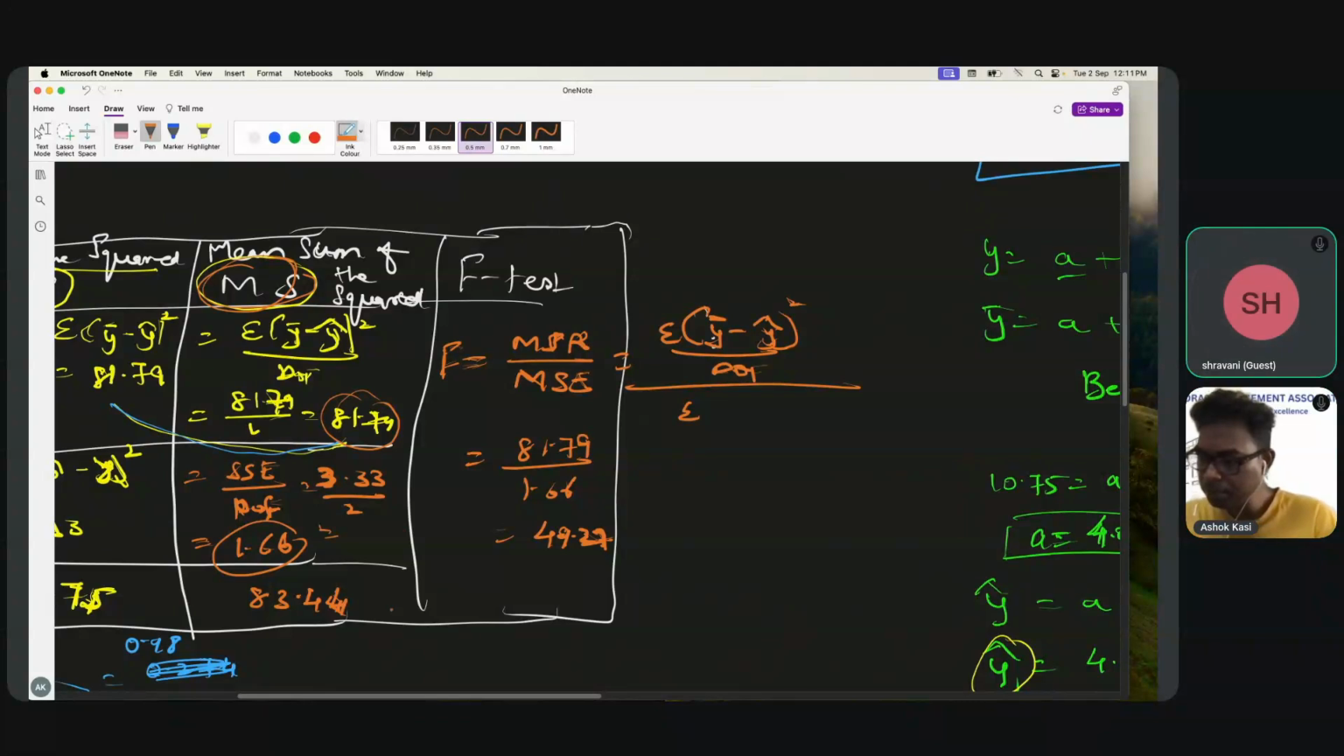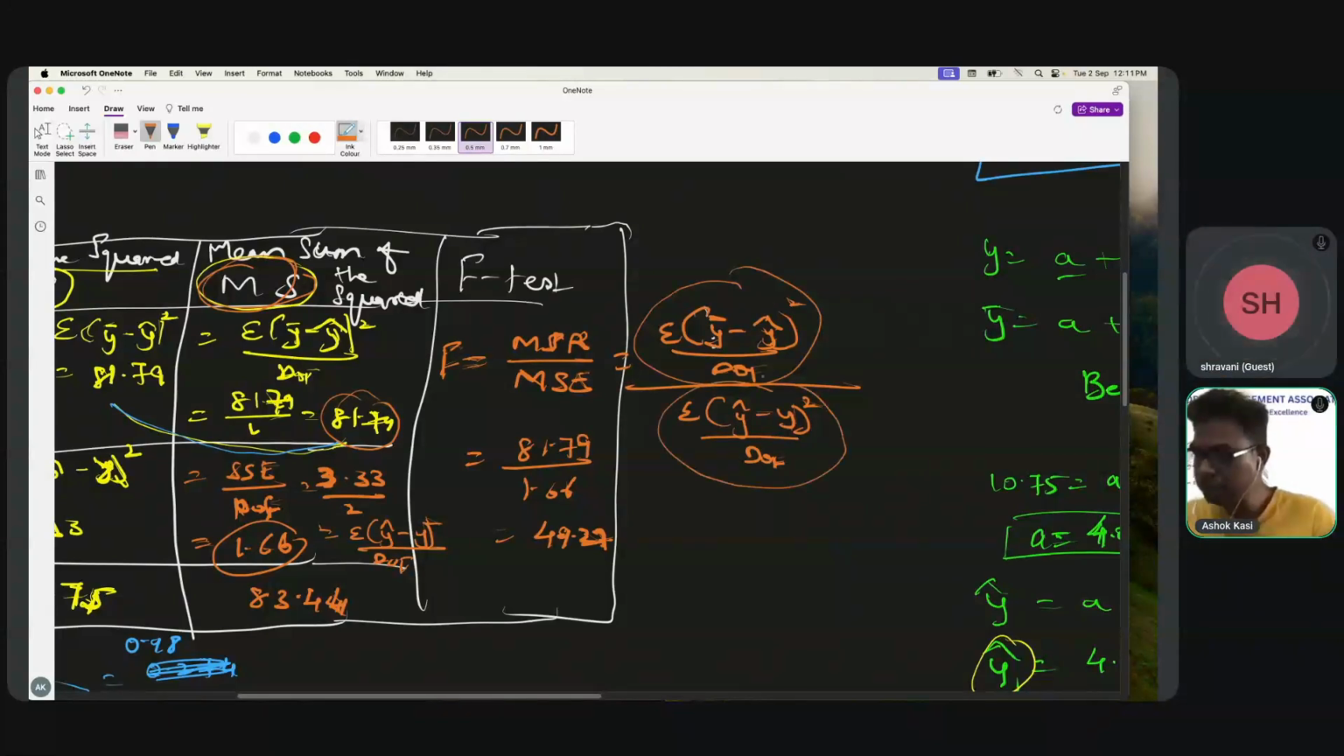SSE is the summation of y hat minus y, the whole square, divided by degree of freedom. So the summation of y hat minus y, the whole square, divided by degree of freedom. Both degrees of freedom are different, but you see this is taking the shape of variance by variance. So shortly I'm writing MSR by MSE, which is 49.27.